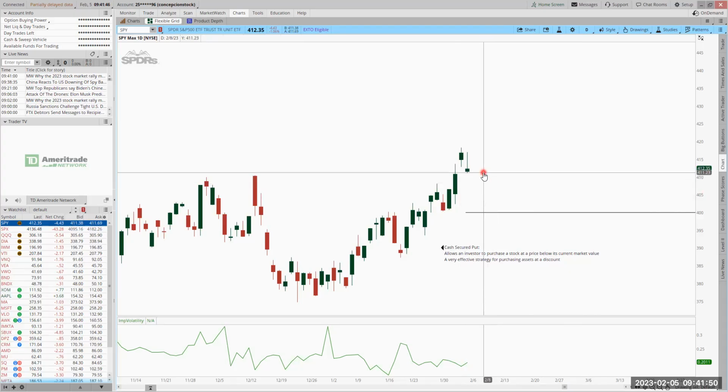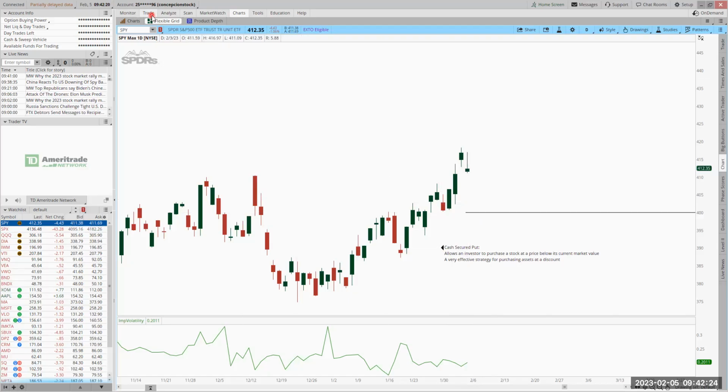So I'm going to determine that $412.35 is just too expensive for this asset known as the S&P 500. So how can I get paid to wait? And in order to do that, we would call what's called a cash secured put. So what we can do is sell a put at $400 and get paid while we wait for a predetermined time to own the S&P 500 at $400.